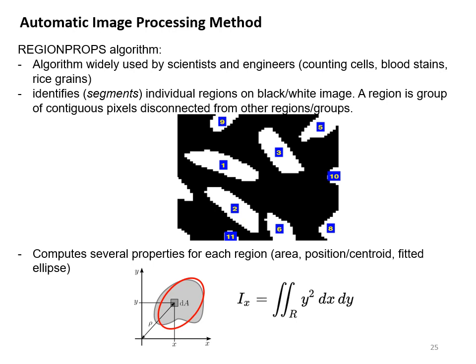And what it does, it's going to identify regions on the black and white image that are groups of contiguous pixels, so neighboring pixels, that are all the same color, typically white or black, and disconnected from the other regions or the other groups. So here you see 9 or 11 regions that have been identified by regionprops. And that's called the segmentation. And then regionprops can compute several properties of these regions, like the location of their center of gravity, it's called technically the centroid, their area, and also it can fit ellipses.